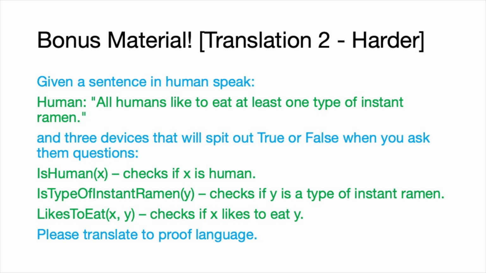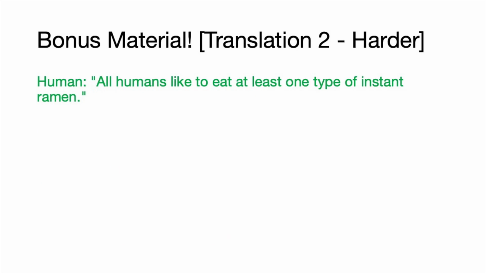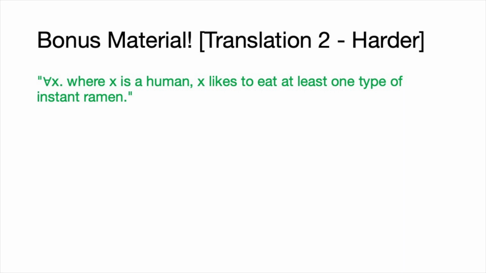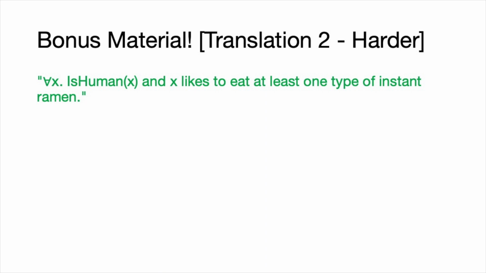Alright, so first we start with the original sentence, and then we can recognize "all humans" as a "for all" statement. And so we can replace that with the following sentence. Then we can replace "where X is a human" with its formal equivalent isHuman(X). The next part is a bit tricky, because notice that we are dealing with a nested statement. And there are 2 agents that we're talking about here. There's the human, and there's also a type of instant ramen.